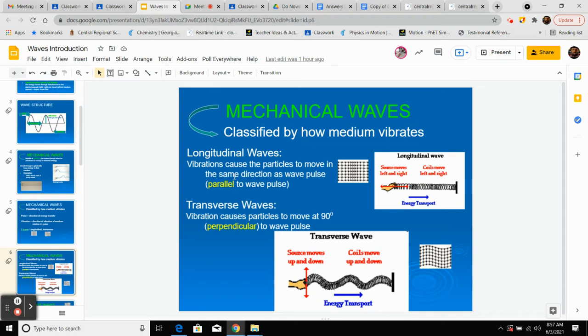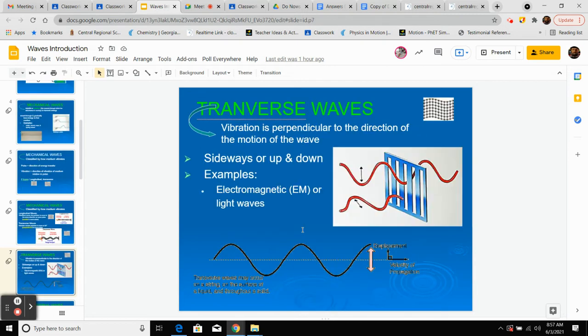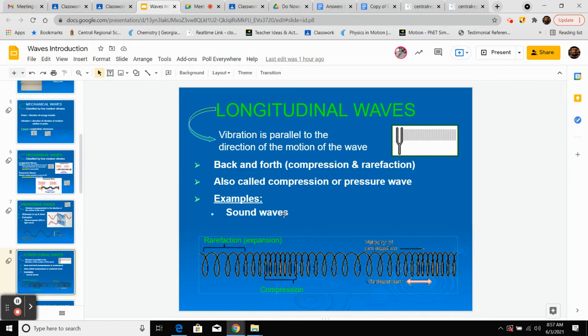Longitudinal, yep, it talks about it here: parallel to the pulse of a wave. Transverse wave: perpendicular to the wave pulse. You guys, these will be questions on your quiz and test. So this is something you want to make sure you have open during it. Transverse wave, again, perpendicular, can be sideways or up and down. Electromagnetic waves, light waves are definitely transverse.